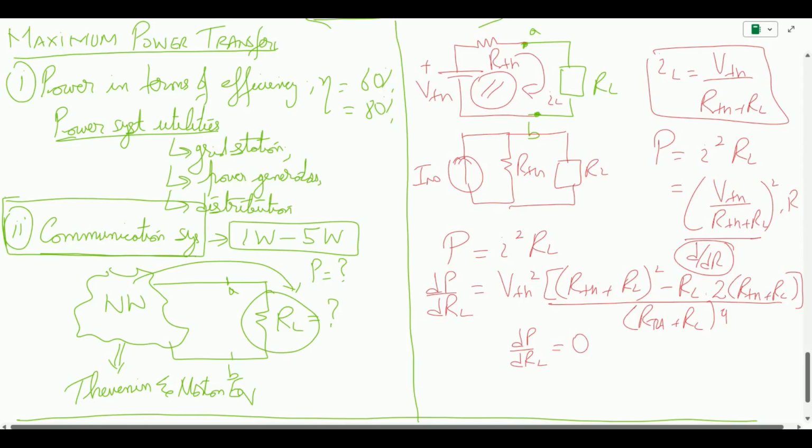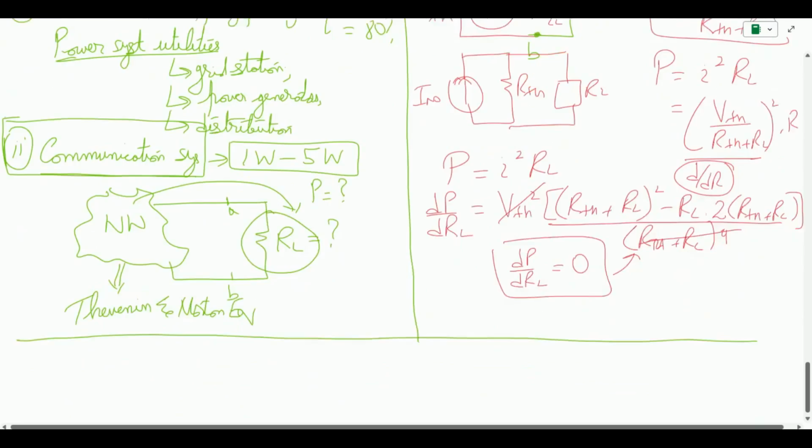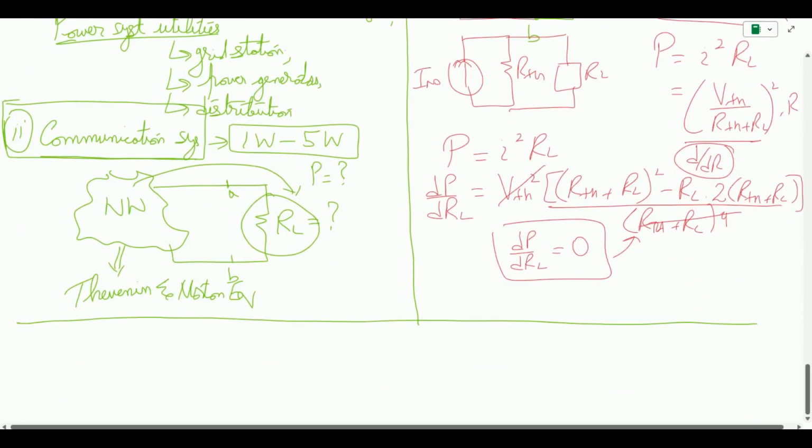So once we apply this 0 to this equation, this term is going to be cancelled out, this term is cancelled out, and we are left with an equation of somewhat this form: R Thevenin plus RL whole square equals 2 RL into R Thevenin plus RL. And finally RL, the load, has the value of R Thevenin once you solve the above equation. So this is what we are having.